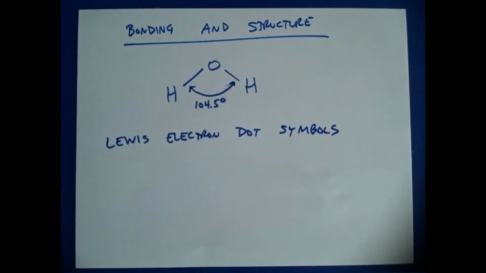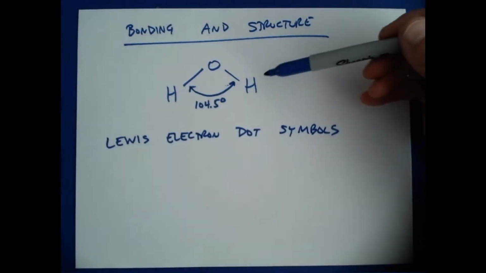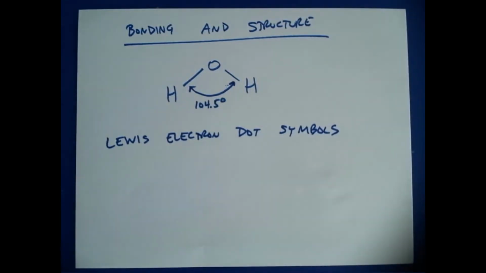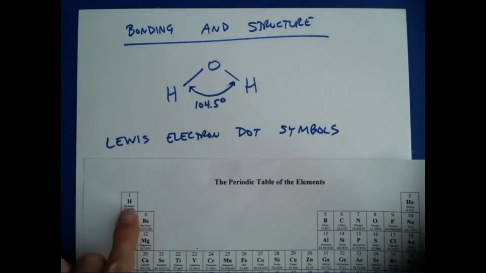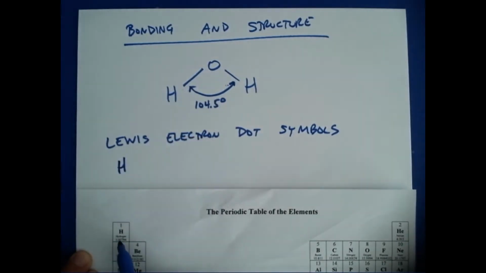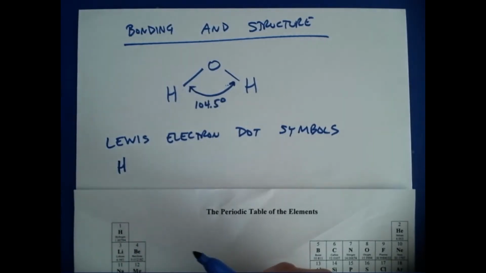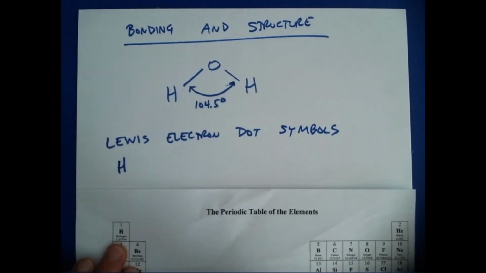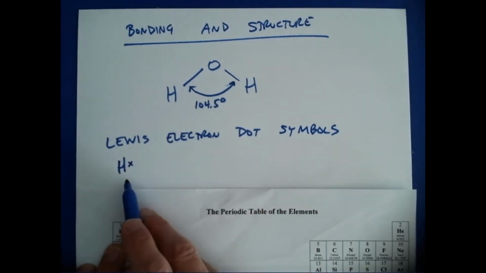Lewis electron dot symbols are very helpful in allowing us to look at the bonding and structure in molecules. Very simply put, all one needs to do to draw a Lewis electron dot symbol is take the symbol for an atom. Let's say we want to draw it for hydrogen. So I'm just going to draw the symbol for hydrogen. And then next to the atom we place a dot or an X that represents the number of valence electrons that atom has. Well, hydrogen just has one electron, and its electron is in its valence shell, so I can just put an X here, and this is very simply the Lewis electron dot symbol for hydrogen.